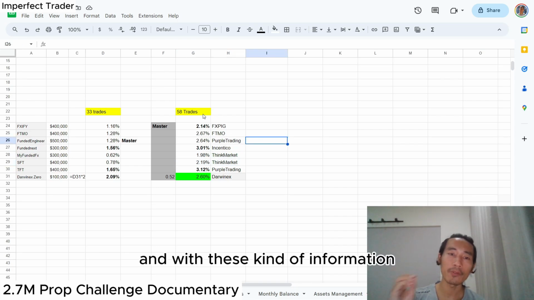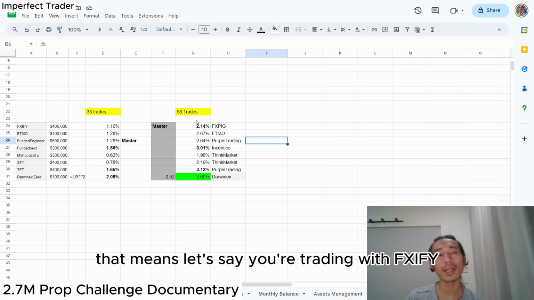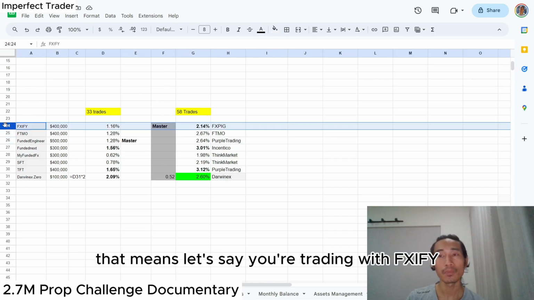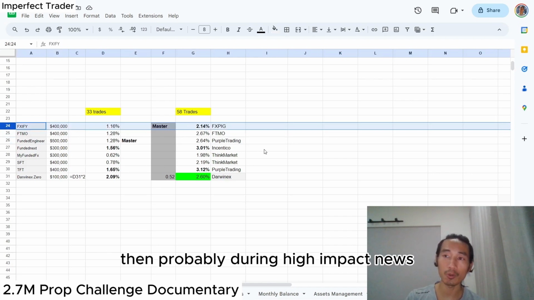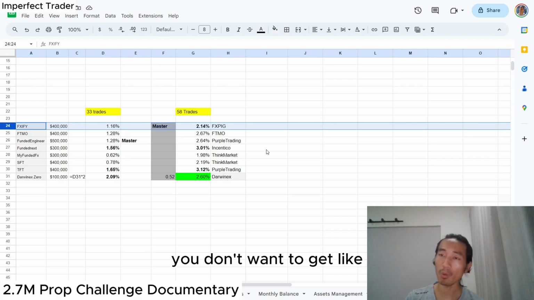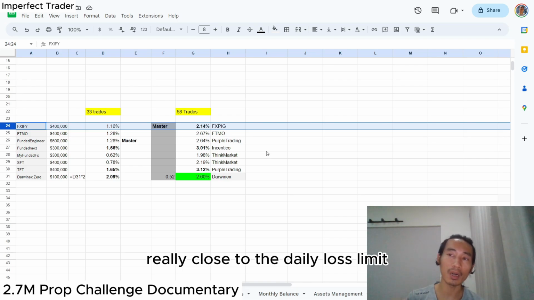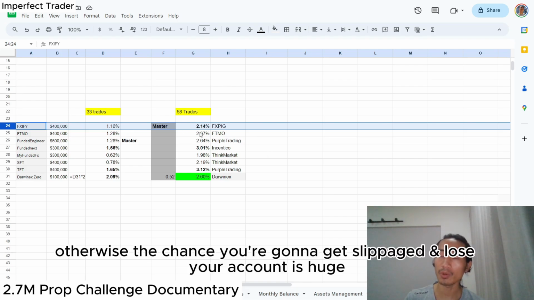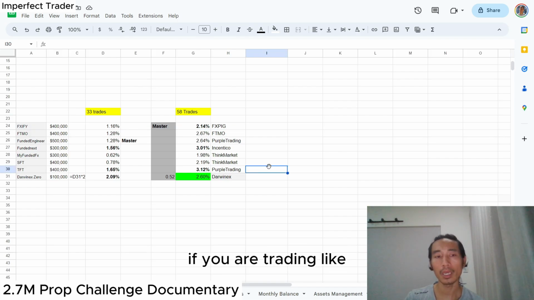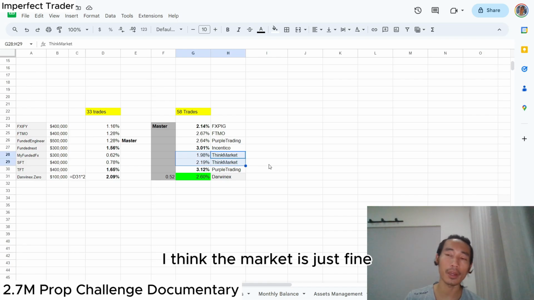With that kind of information, what does that mean? It means that if you are trading with FXify, then during high impact news you probably don't want to risk big. You don't want to get really close to the daily loss limit. Otherwise, the chance you are going to get slippage and lose your account is huge. If you are swing trading, I think it's just fine.